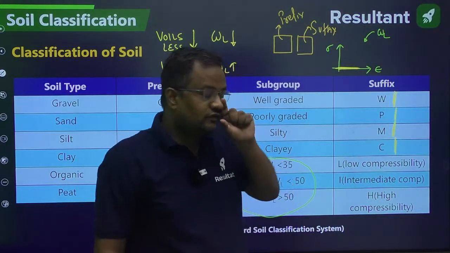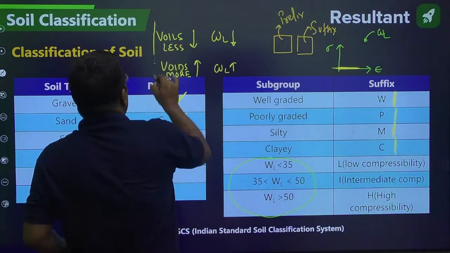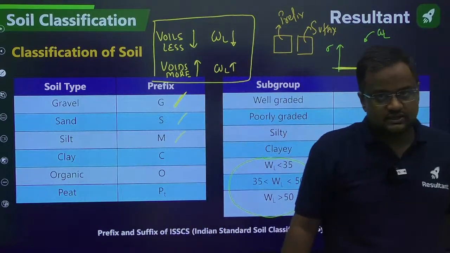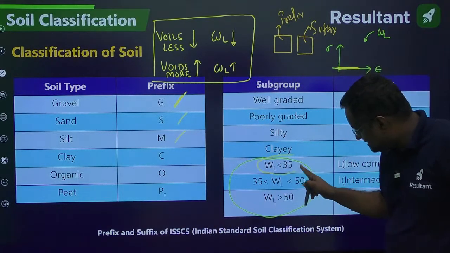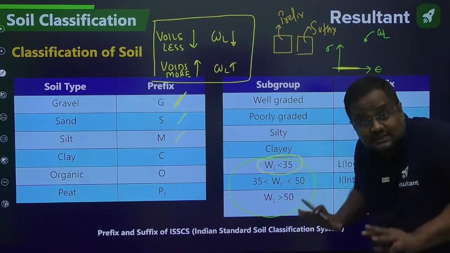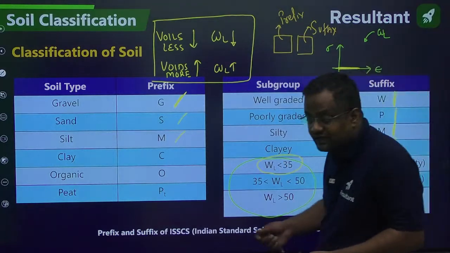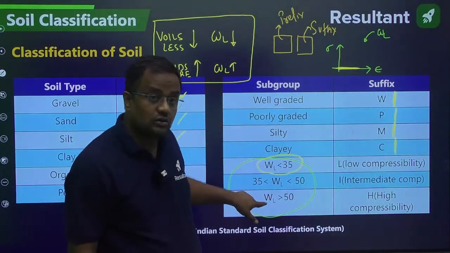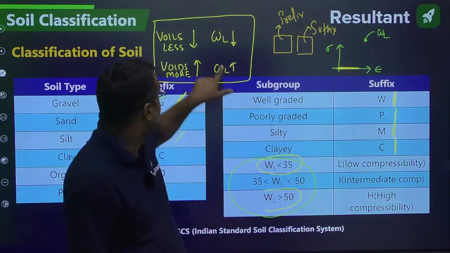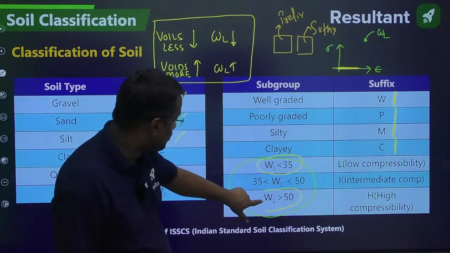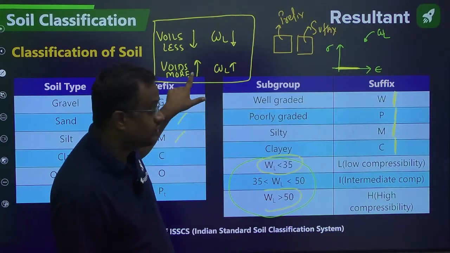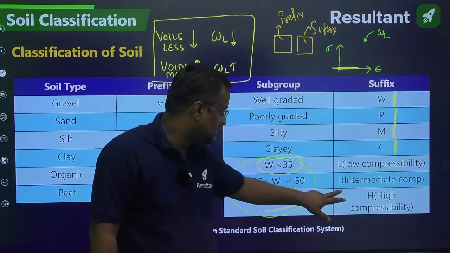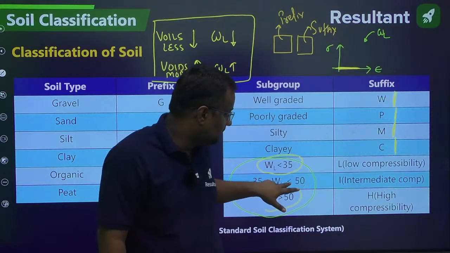So, guys, from here what we can see is that less voids means less liquid limit. Less void means less compressible. That is why it is low compressible. Every time you are studying randomly, but now today you got the logic. More liquid limit means more voids, and more voids means high compressible. Therefore, low liquid limit, low compressible. High liquid limit, high compressible. And intermediate will be intermediate.